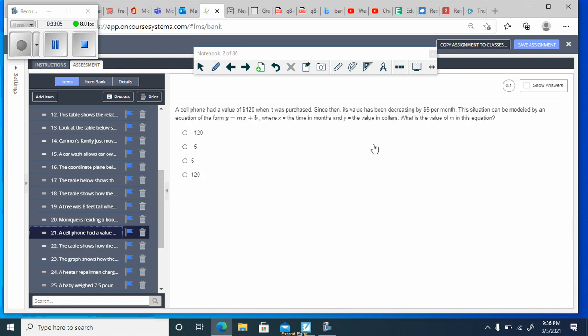The cell phone had a value of $120 when it was purchased. Since then, its value has been decreasing by $5 per month. Okay? The situation modeled can be shown by this equation. Okay, what's the value of m? Well, if it's decreasing by $5 per month, that's negative 5.